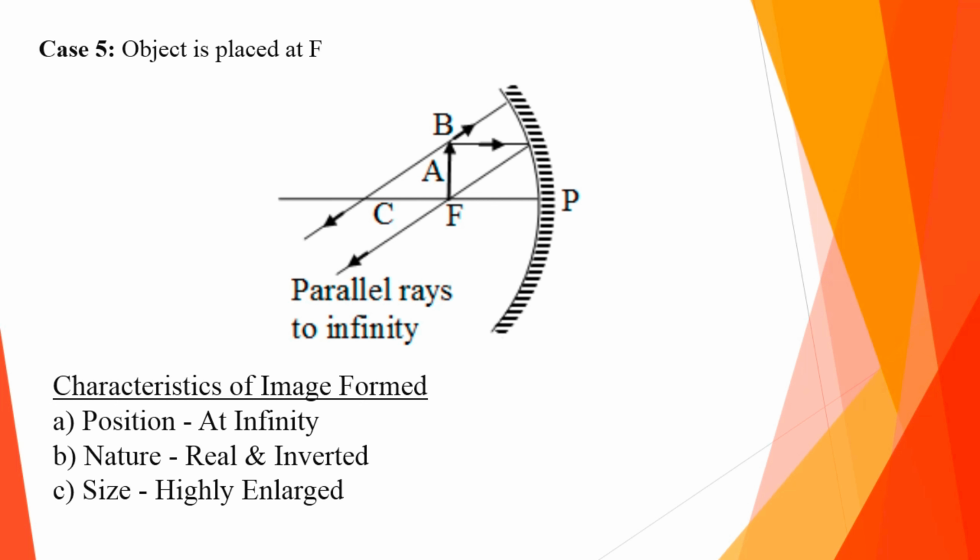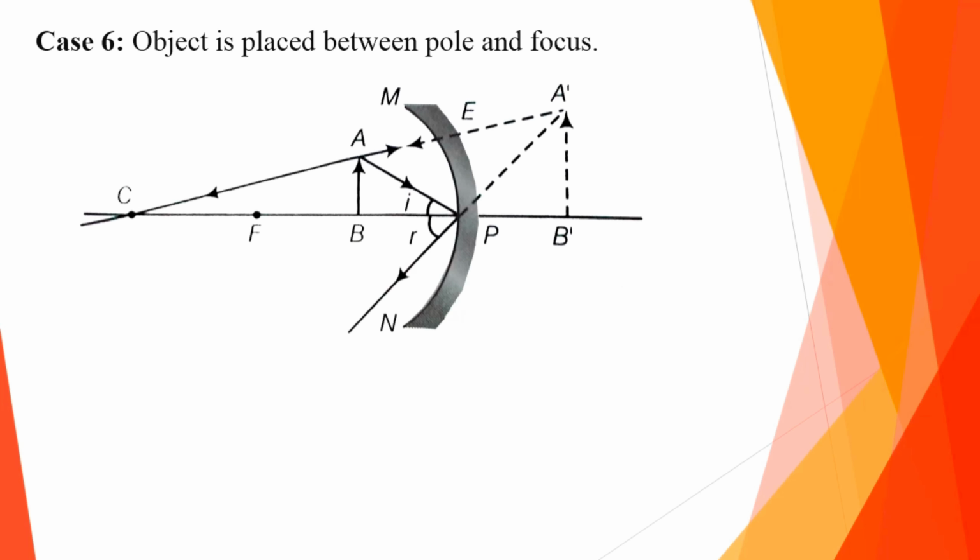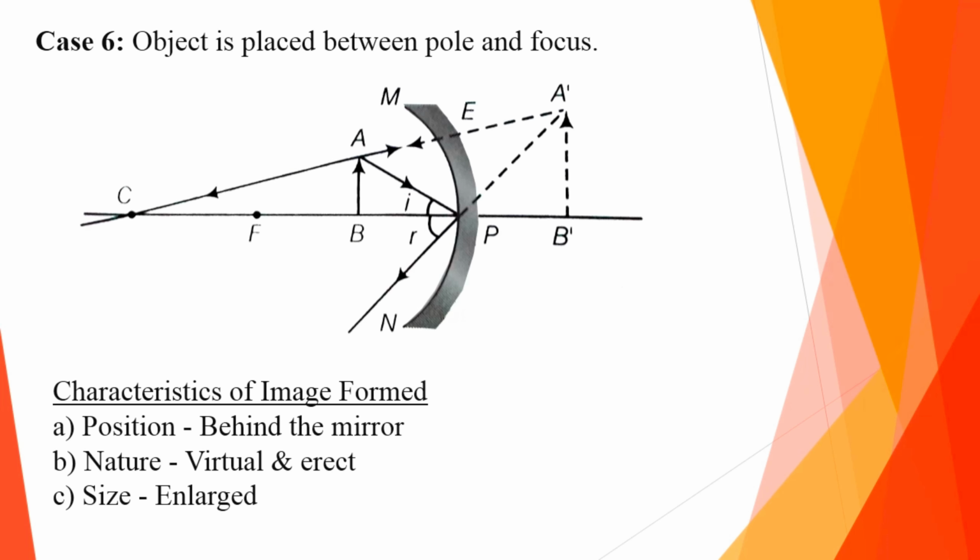The next case is when the object is placed between pole and principal focus. By using two rules, the reflected rays diverge, so they appear to come from a point behind the mirror. Here we are using two rules. The first is when a ray of light passes through the center of curvature, it again passes along the same path. Whenever light travels toward the center of curvature, it travels the same path.